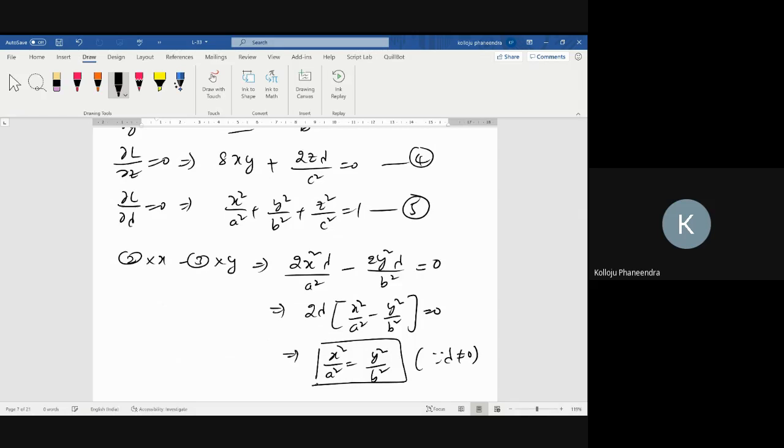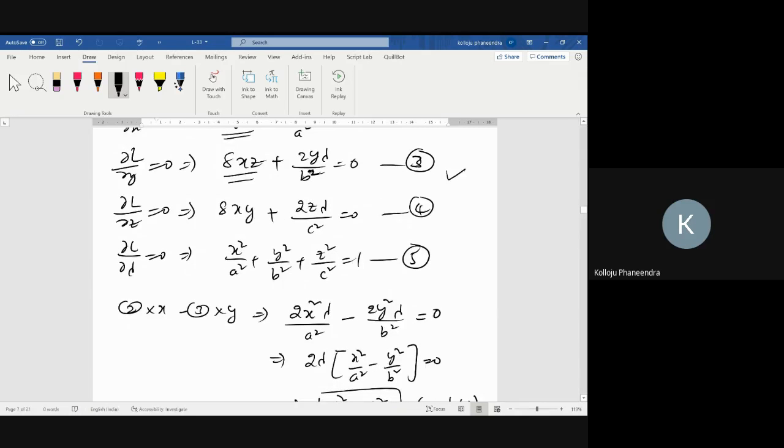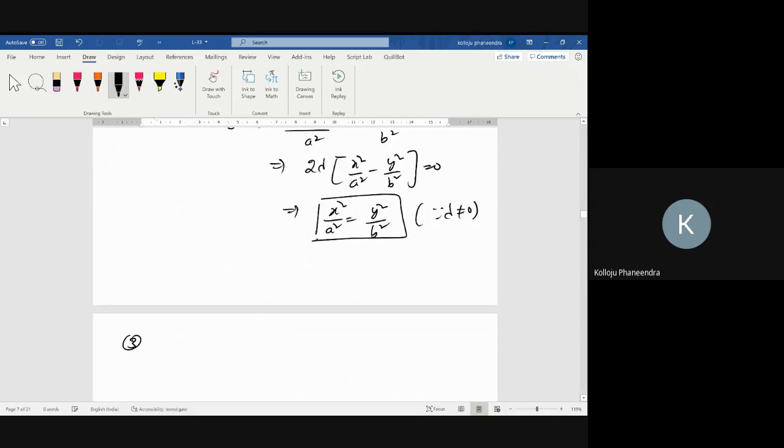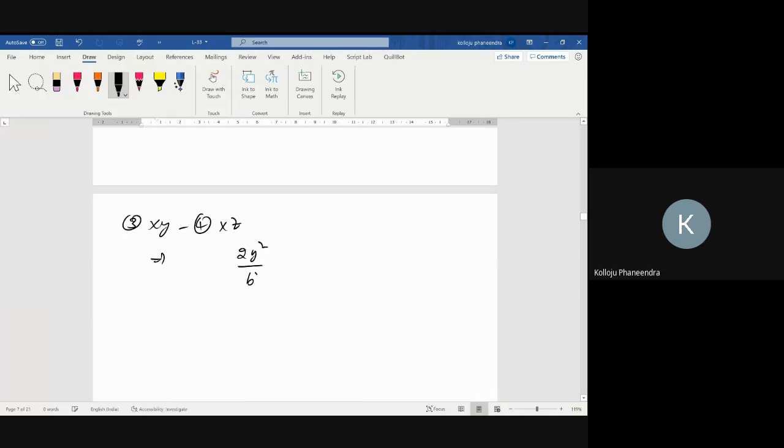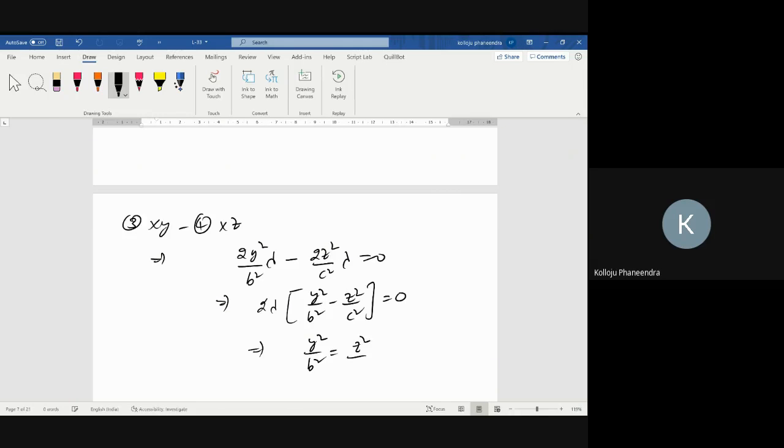Coming to the second one, same logic. Let me apply for these 3 and 4. Multiply 3 by y, 4 by z. Okay, multiply 3 by y minus 4 by z. What it gives? 8xyz, 8xyz gets cancelled. 2y square by b square lambda minus 2z square by c square lambda equal to 0. So 2 lambda is common. Y square by b square minus z square by c square equal to 0. That gives y square by b square equal to z square by c square. This is another condition, right?